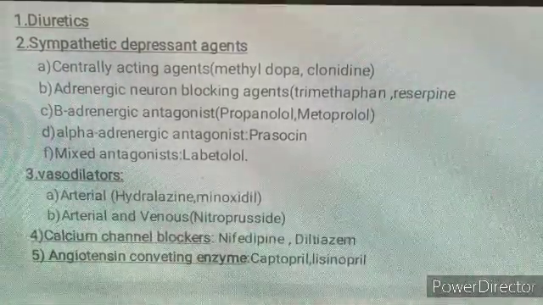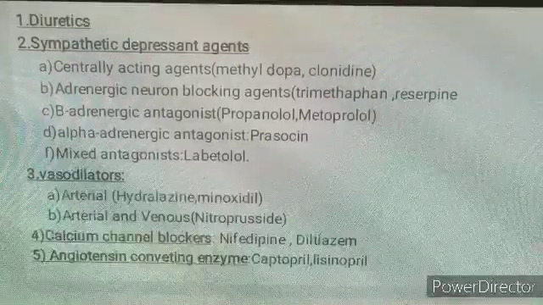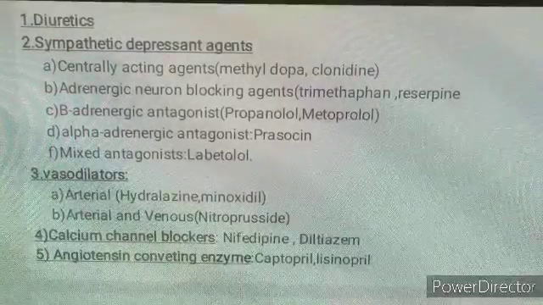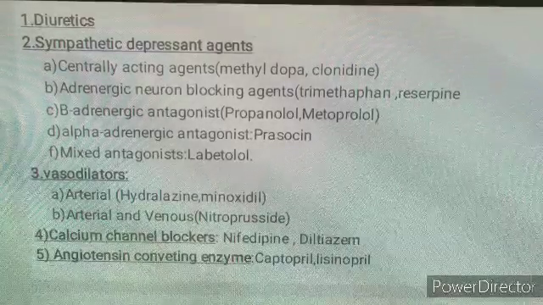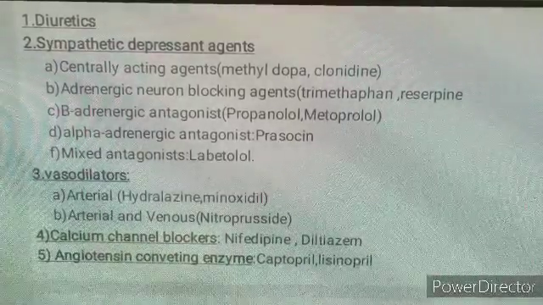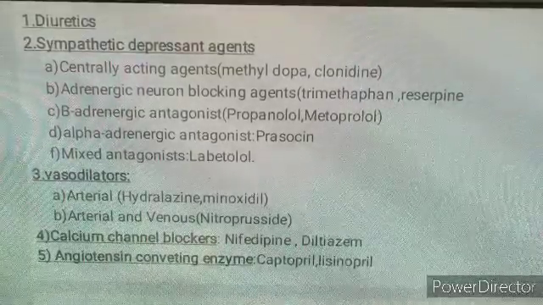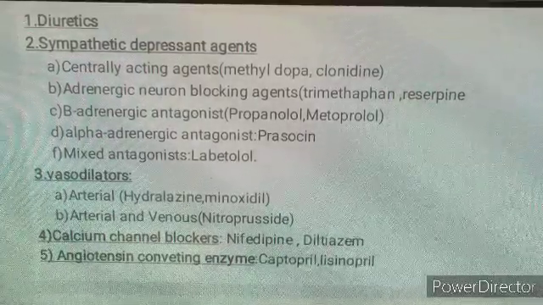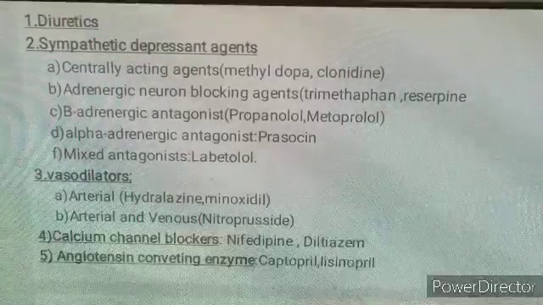Then we have beta adrenergic antagonists. Now propranolol, as you can see, is the first beta blocker which was used as an antihypertensive. This is non-selective because it blocks both beta 1 and beta 2. It is now replaced by metoprolol and atenolol. These beta adrenergic blockers, metoprolol and atenolol, are cardioselective.